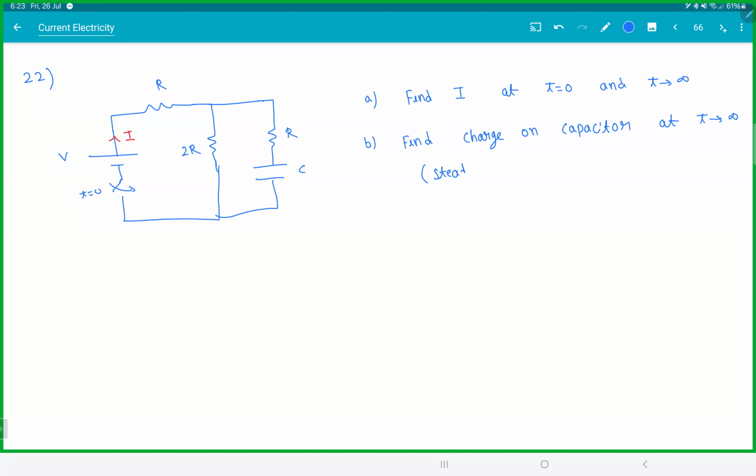If you give a long enough time, the capacitor will accumulate so much charge that it won't let any more new charge come inside. Let's get this. The moment you close the switch, find the current in the battery, and after a long time, find the current and find the charge on the capacitor after a long time. Initially, anyway, it is zero.